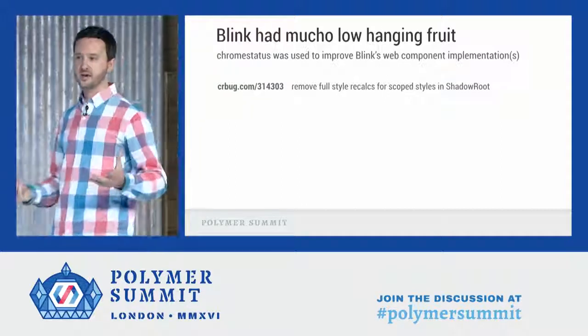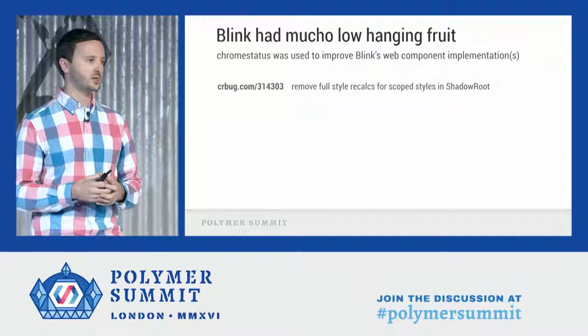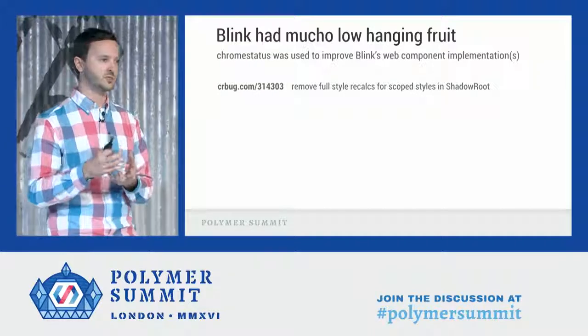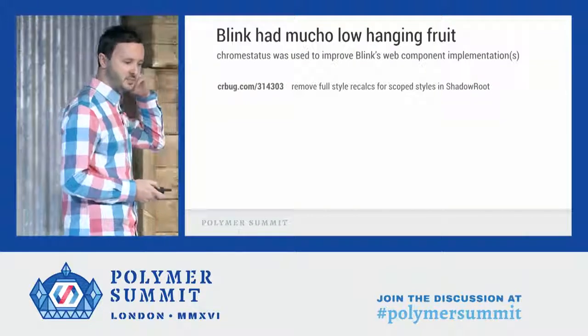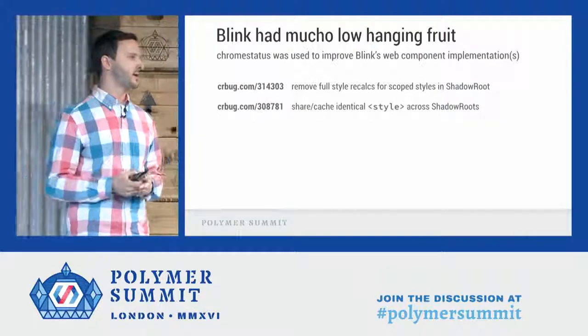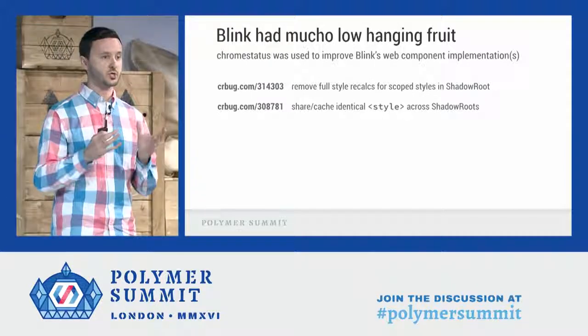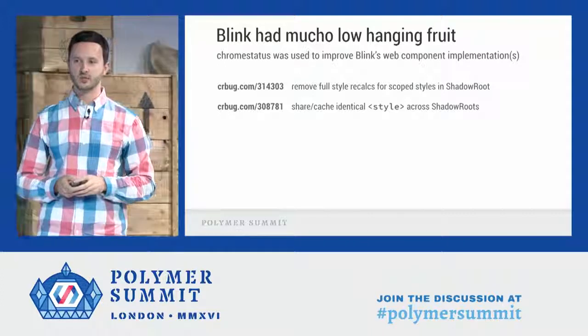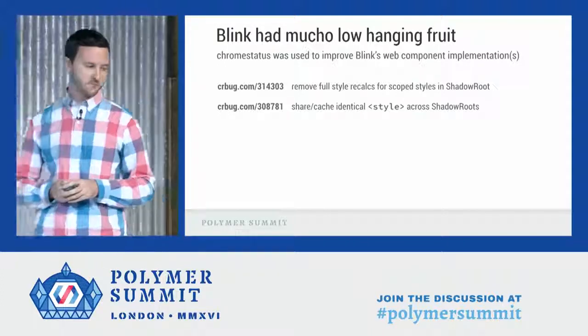One example is shadow DOM, right? The browser doesn't have to do all this style recalculation across the entire page anymore. It can actually do less work since we have shadow DOM and scoped styles. So we fixed that in this bug here. Another one was just sharing, just being better at caching things across thousands of web components. You might as well share the same style information across those components. And just by doing that one, it actually sped up Chromestatus quite a bit.